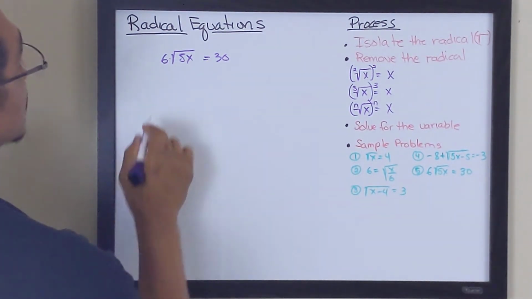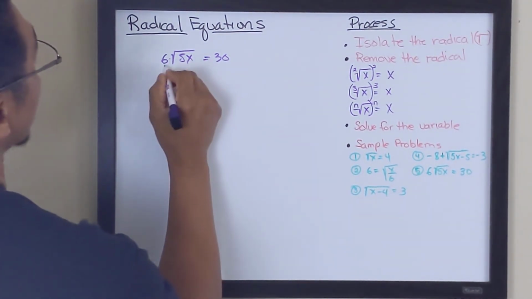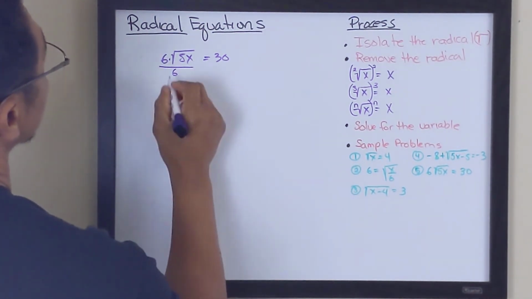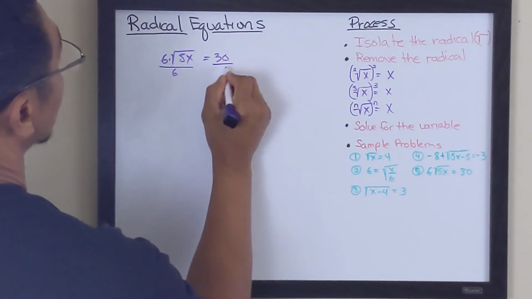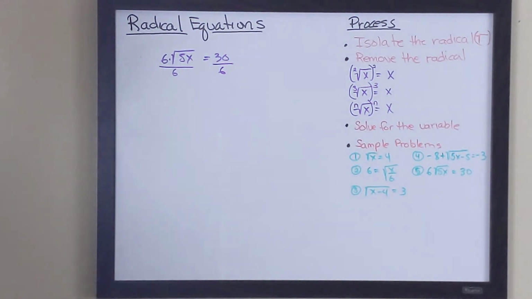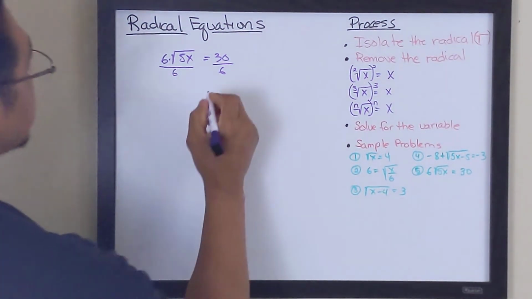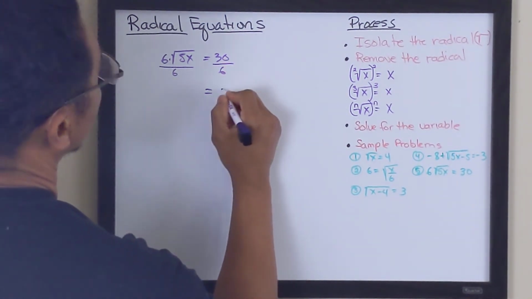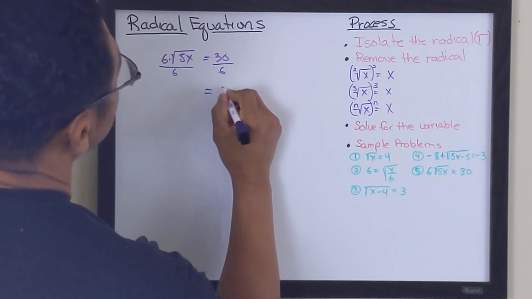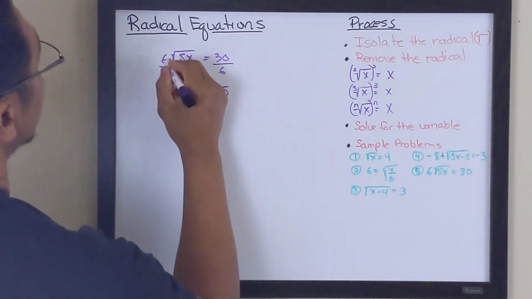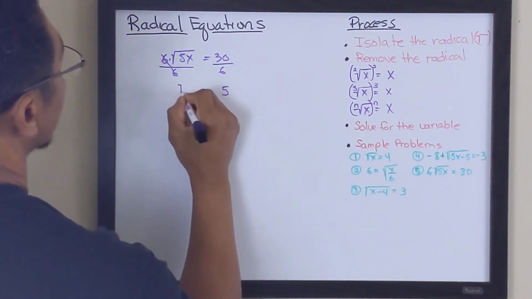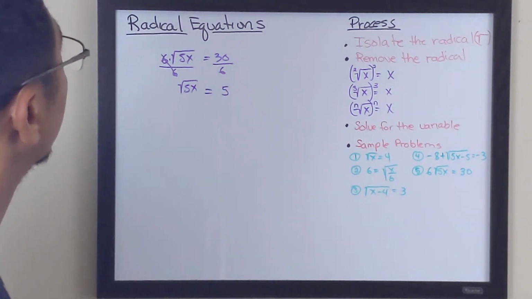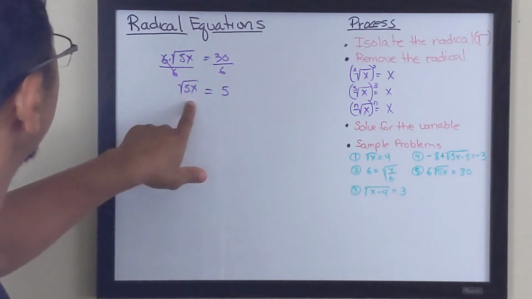So the first step is to try to get rid of the 6. To do that, since it's being multiplied, we're going to divide by 6 to get rid of the 6, but whatever we do on this side, we must do on the other side of the equation also. Let's go ahead and do that. On the right-hand side, I'm left with 5. 30 divided by 6 is 5. This is canceled here. And on this side, I'm left with 5x under the square root. So we've now isolated the radical on the left-hand side.